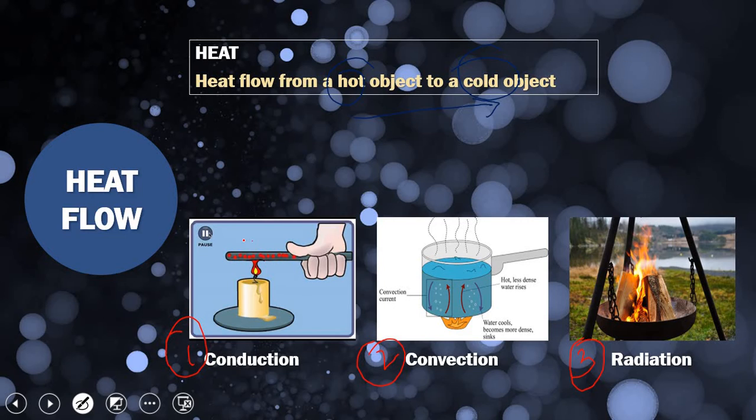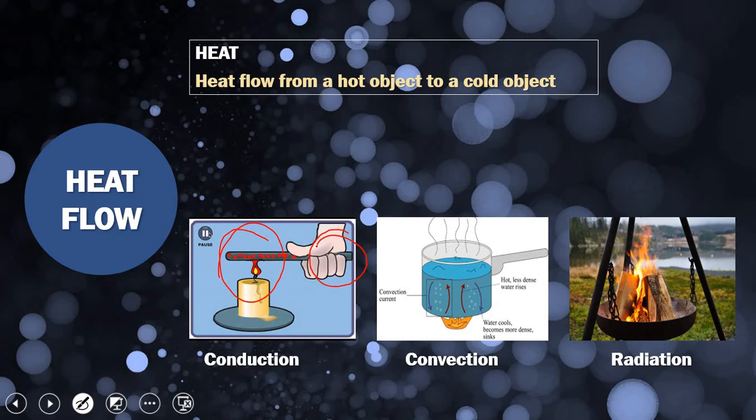So for example, here is a metal rod. You put some heat at the end of the metal rod, and then after a few minutes the other end of the metal rod will feel a bit hot. Okay, so itu menunjukkan yang bila kamu panaskan dekat sini, lepas beberapa minit dia akan rasa panas juga dekat sini. So that's how heat transfers through conduction.